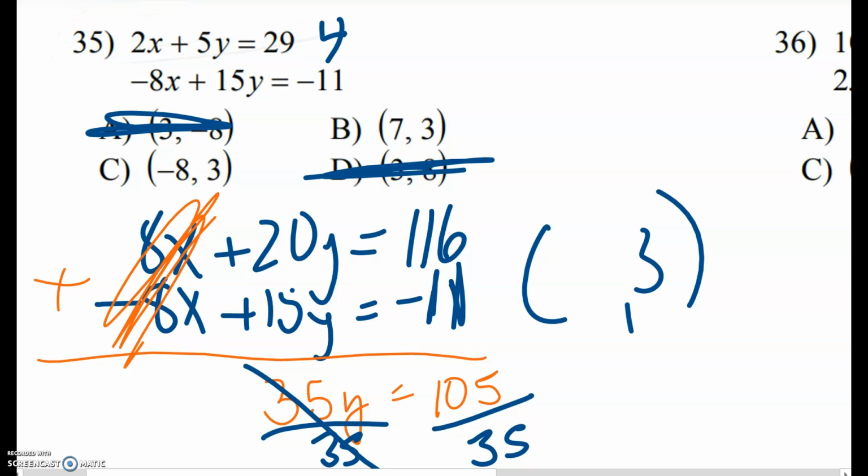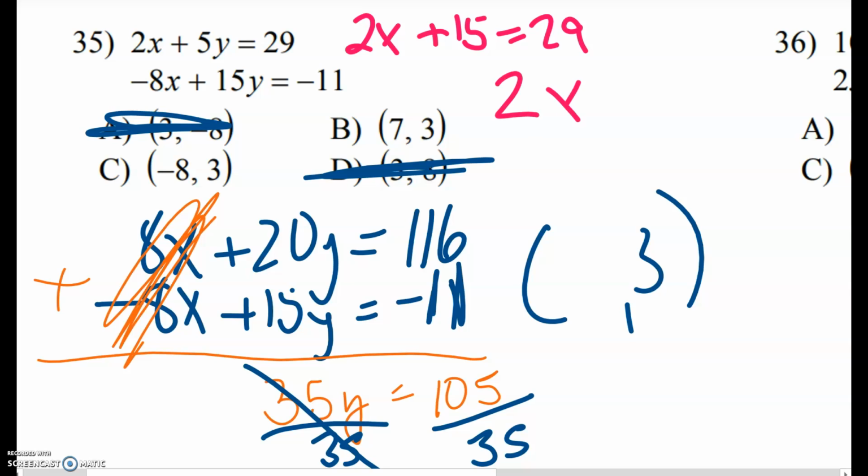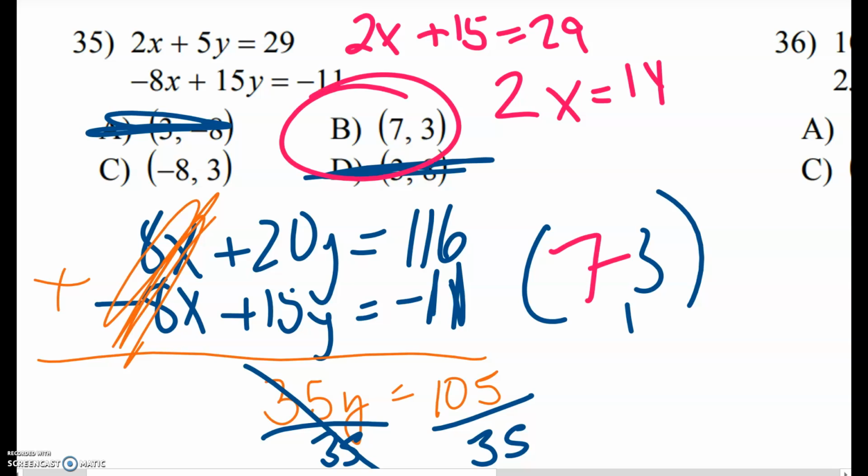So if I look at the top, we have 2x plus 5 times y. Well, 5 times y would be 5 times 3, which is 15. And then we just solve that. Take away 15 on both sides, you get 14. Divide both sides by 2, you get 7. So my answer is B.